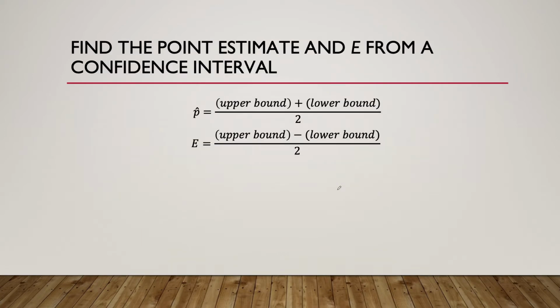For the point estimate, if we already have the confidence interval, we can calculate it by adding the lower and upper bounds and dividing by 2. For the margin of error, we subtract: upper bound minus lower bound, divided by 2.